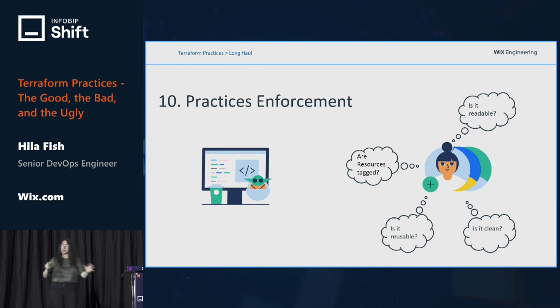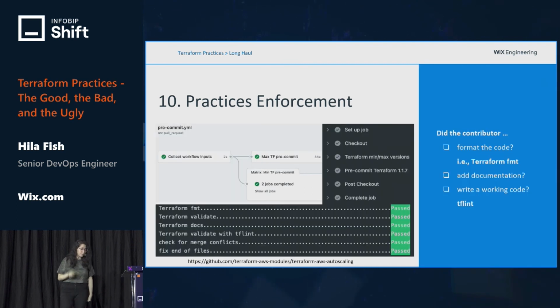So you can set up any guidelines that you want. I showed you that this is done also on community modules. So let's see an example for that. This is from the AWS auto-scaling group module. As you can see, the person that created this community module, if I'm not mistaken, it's also Anton Babenko.